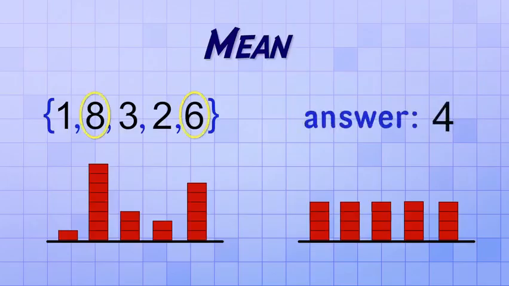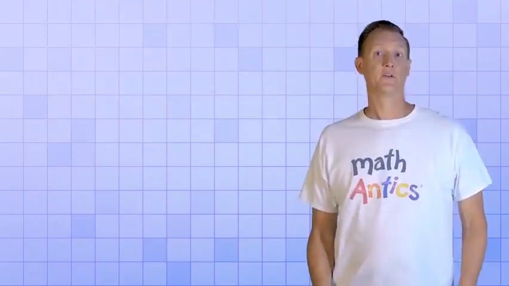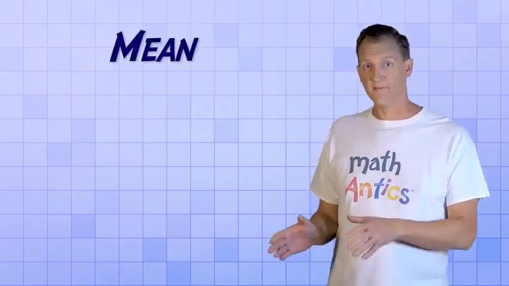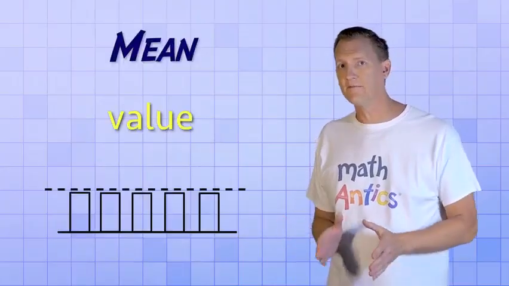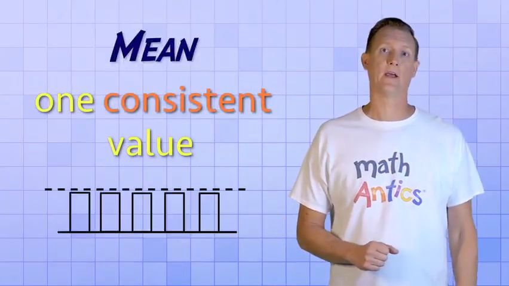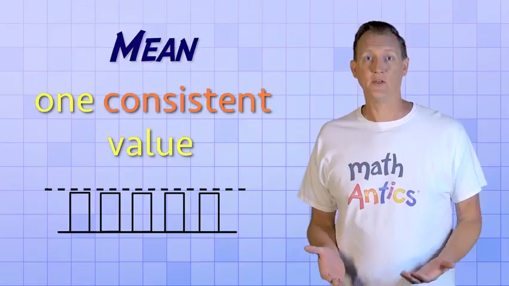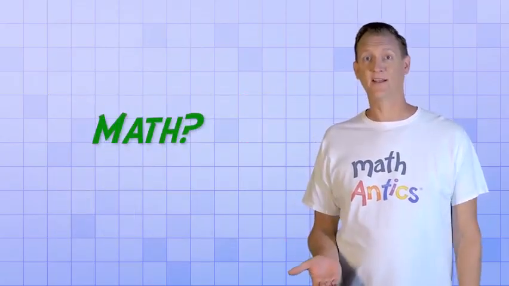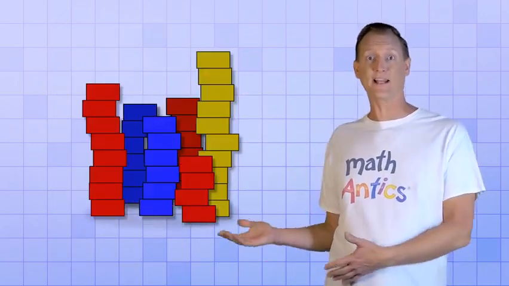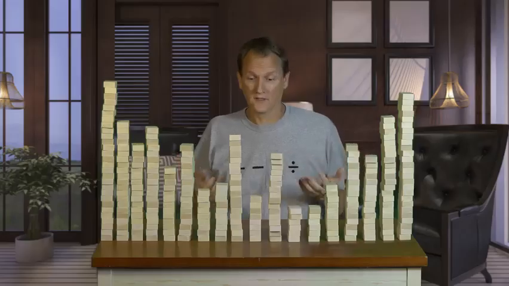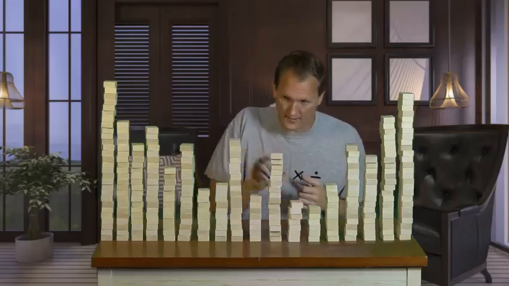Some of the numbers are greater than 4, and some are less. But if the amounts could all be made the same, they would all become 4. So that's the concept of the mean. It's the value you'd get if you could smooth out or flatten all of the different data values into one consistent value. But is there a way that we could use math to calculate the mean of a data set? After all, it would be very inconvenient if we always had to use stacks of blocks to do it. There's gotta be an easier way.